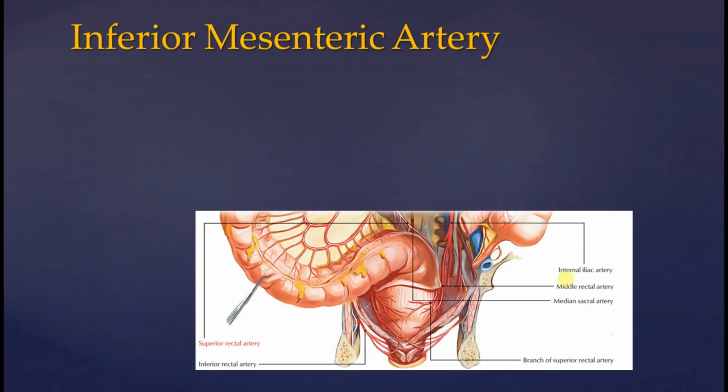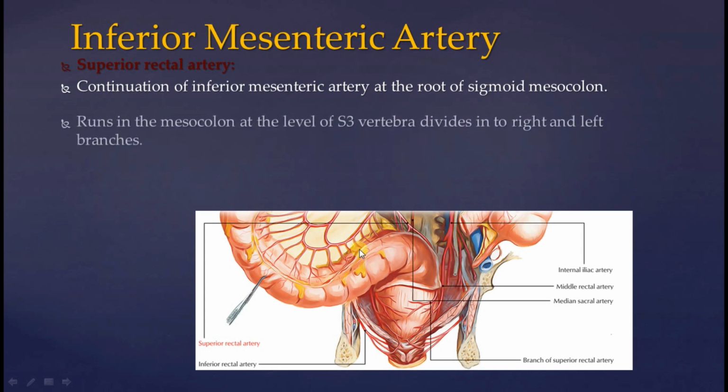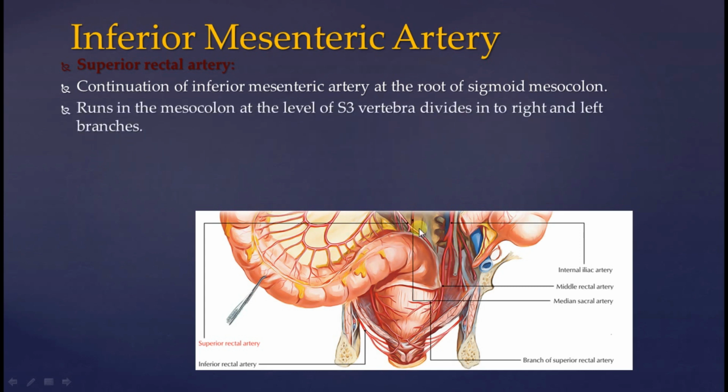Now coming to the superior rectal artery, the continuation of the inferior mesenteric. The superior rectal artery is actually a continuation of the inferior mesenteric artery. It runs in the mesocolon. You are able to see it runs to the level of the S3 vertebra and divides into right and left branches. The superior rectal artery divides into right and left branches.